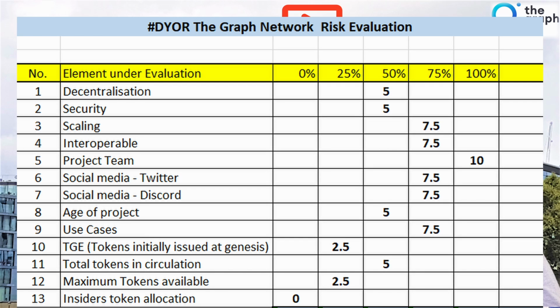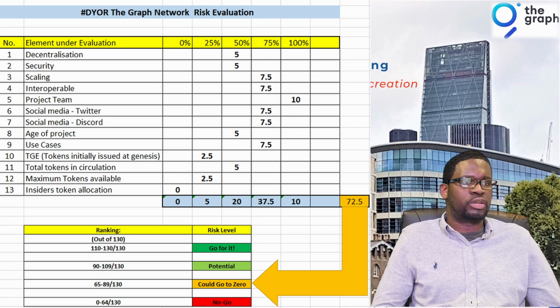total tokens in circulation 5 out of 10, maximum tokens available 2.5 points out of 10, insider token allocation 0, because our threshold is 2 billion. Anything above 2 billion, we allocate 0. So that gives us a mega total of 72.5 points out of 130.